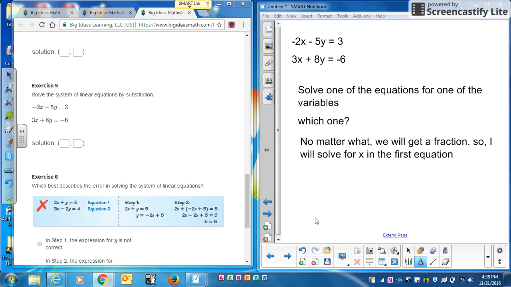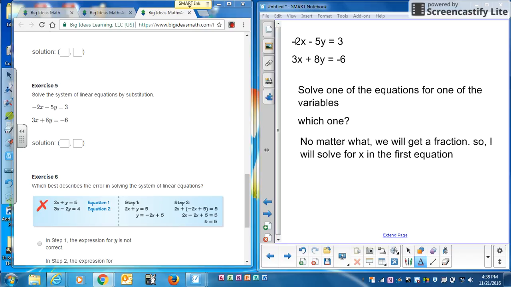Okay, this is exercise 5, solve a system of linear equations by substitution. This is probably about the hardest problem you could possibly get. So I'm going to go over it with you. I have the same one here, and I'm going to solve it.